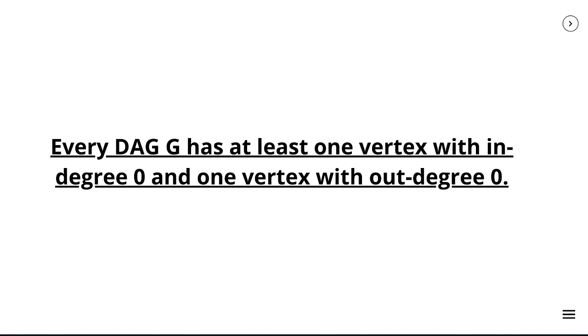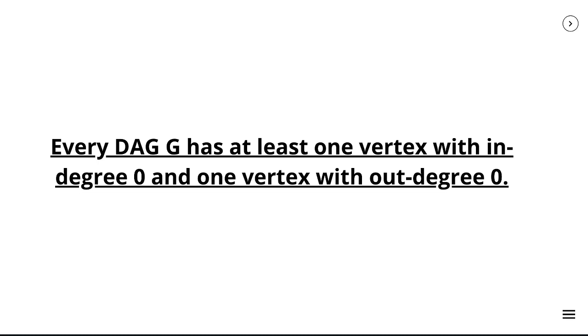So every DAG G has at least one vertex with in-degree 0 and at least one vertex with out-degree 0. The proof for this is very simple. That is, if a directed graph happens to be a DAG, that means it should have at least one vertex with in-degree 0 and at least one vertex with out-degree 0.